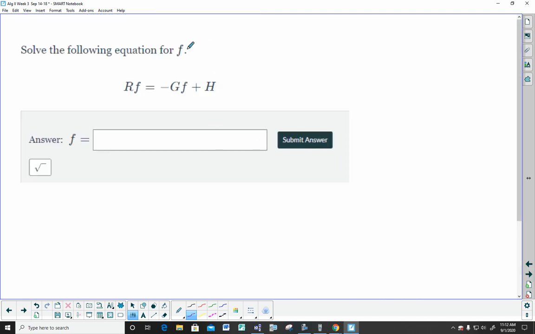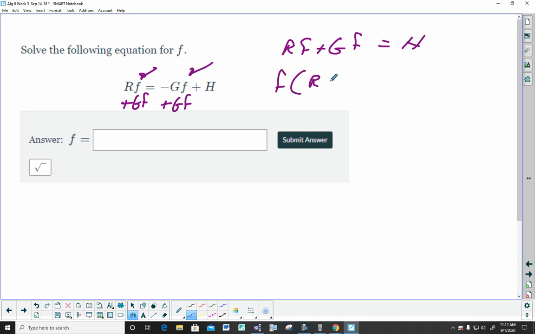Okay, solve for f. Look at that. There's an f here and an f here, so you need to get them on the same side. So I'm going to add this to the other side by adding uppercase G F to both sides. So I've got R F plus G F is equal to H. You want to solve for f. There's an f in common. I'm going to factor that f out and leave you with f times r plus g is equal to h.